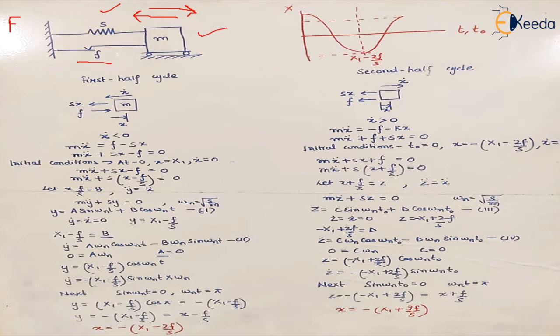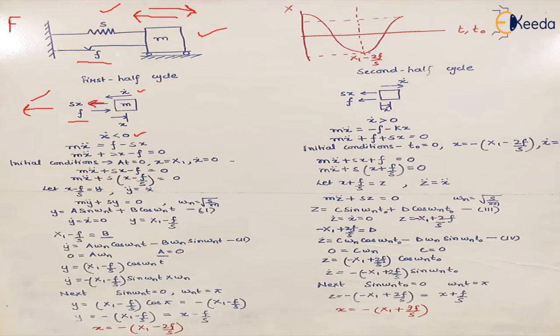The first step is to draw the free body diagram. In the first half of the cycle, the mass is moving in this direction, so the velocity is in this direction. Of course the spring stiffness, the restoring force, will act in this direction, and we know that the acceleration will always act in the direction opposite to that of the force. So the acceleration will act in this direction, and we are saying that the velocity is less than 0 because it is in the negative direction.